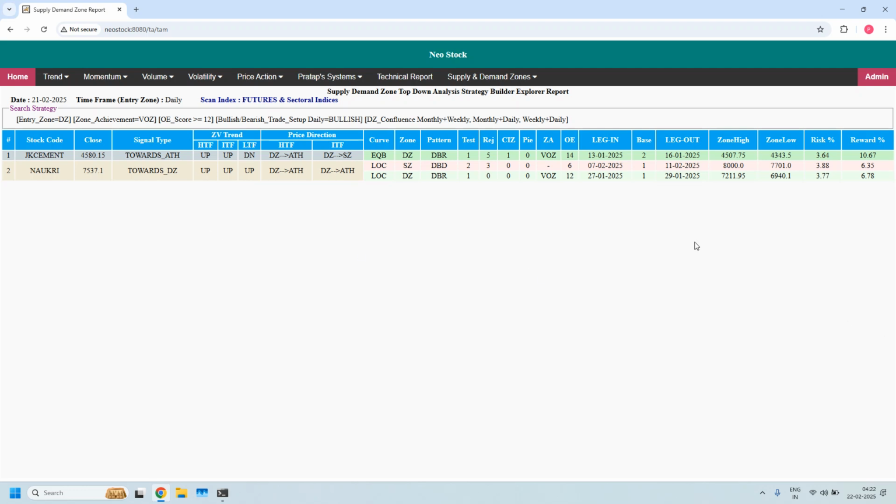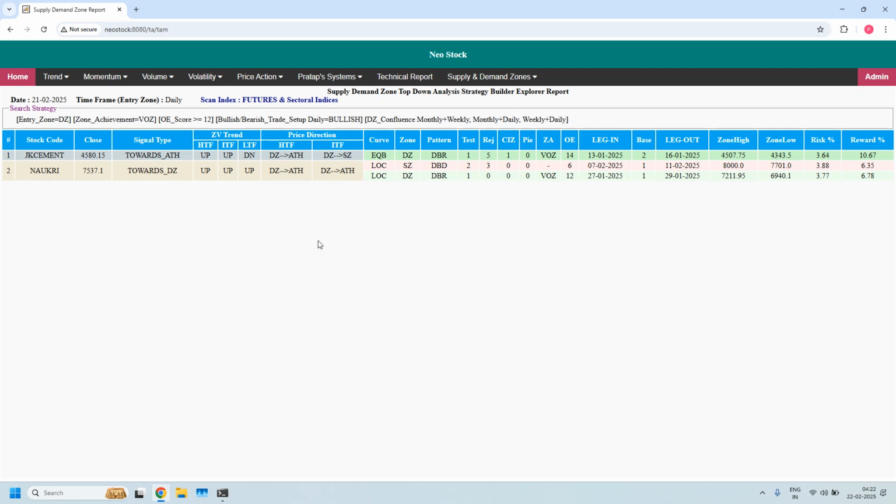In these 2 stocks, these daily demand zones are overlapped with weekly demand zone. Both together again overlapped with monthly demand zone. That means these daily demand zones are fine-tuned demand zones inside the monthly demand zone. That is how you should understand. And also monthly trend is up in both the stocks, because daily zones are fine-tuned zones inside the monthly.